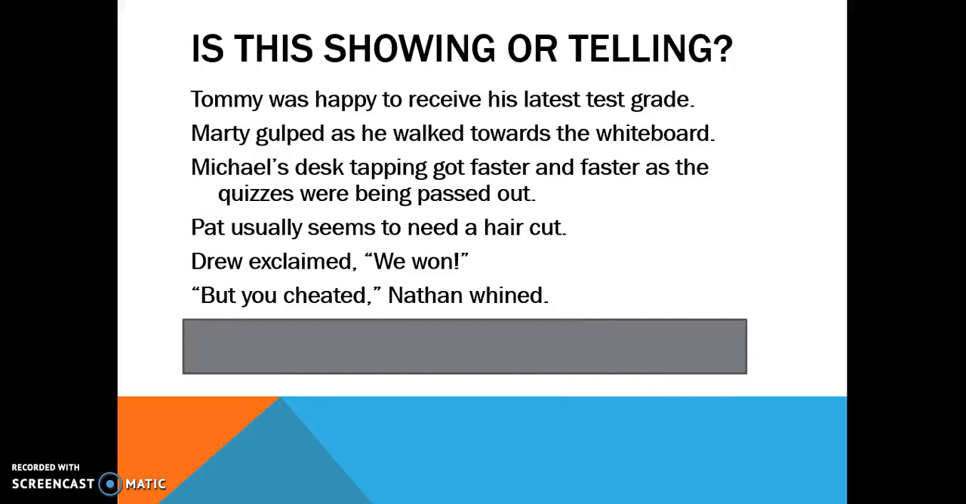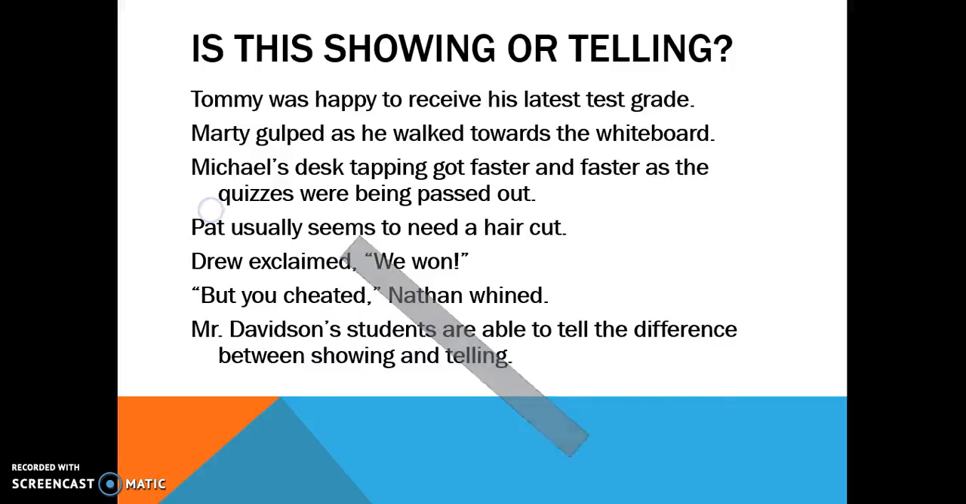"But you cheated," Nathan whined. Is this showing or telling? This is showing because Nathan's whining and we can get how he feels about the fact that Drew's team won. Mr. Davidson's students are able to tell the difference between showing and telling. Which one is this? This is telling. You don't have to interpret it. I just showed you exactly what I want you to think about Mr. Davidson's students.